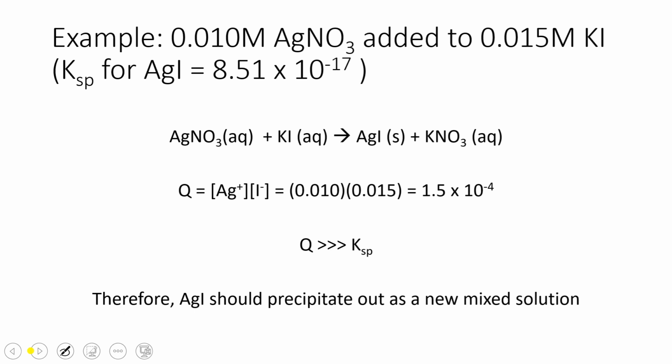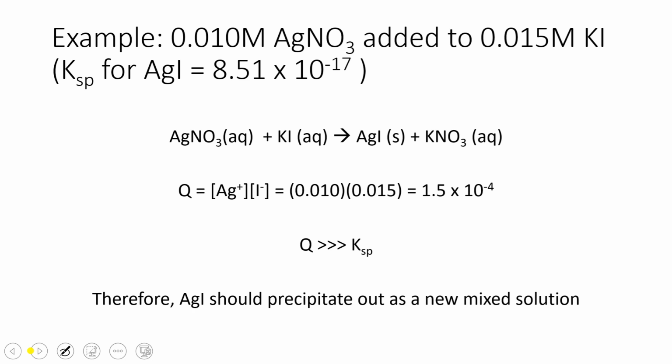So here's an example. If I had 0.01 molar silver nitrate and I added to it 0.015 molar potassium iodide, I am telling you, because I've looked on a chart, that the KSP for silver iodide is 8.51 times 10 to the minus 17. So what's going on here? Is this very soluble? Will anything precipitate out? Can more be added? Well, we're going to compare Q and KSP.